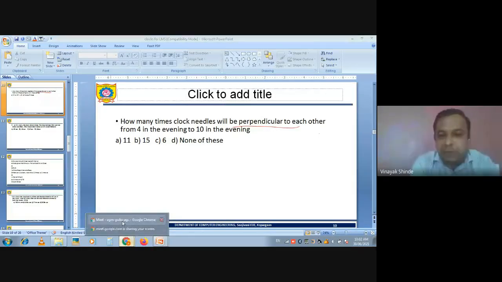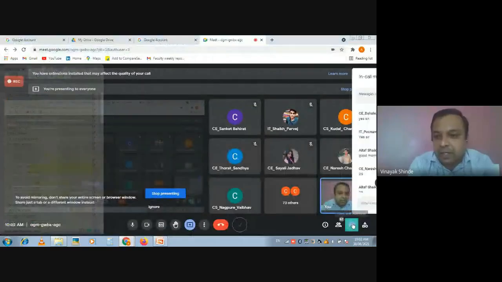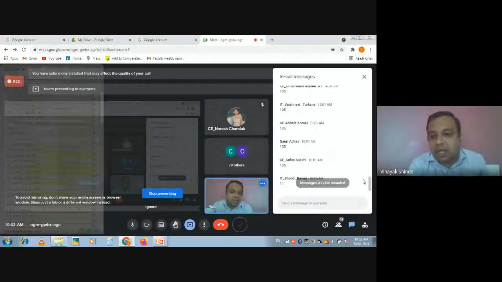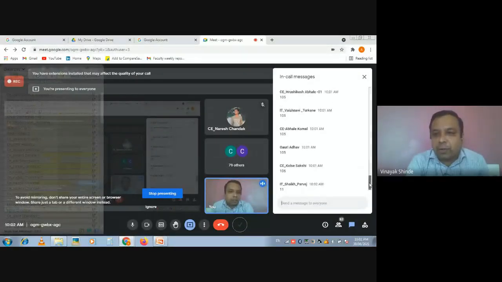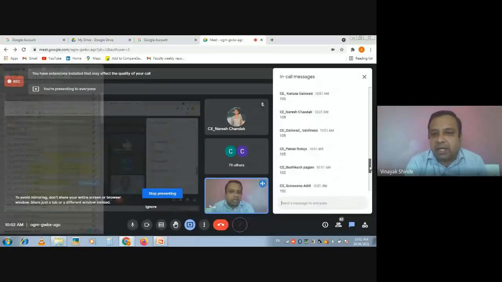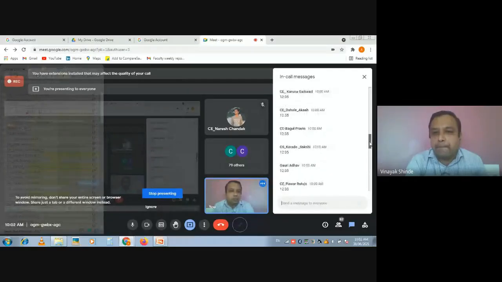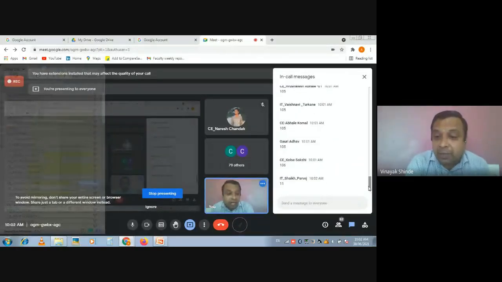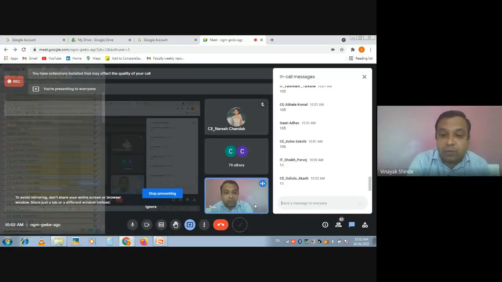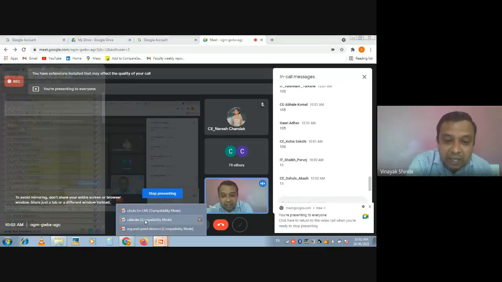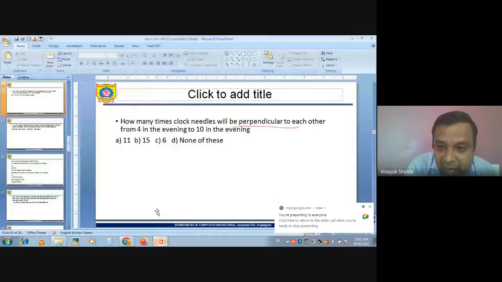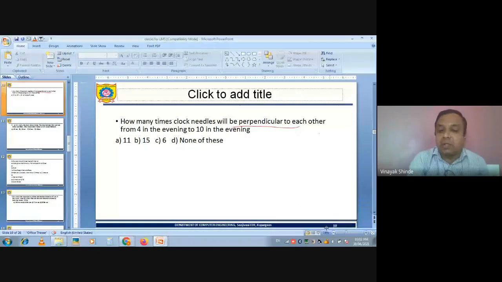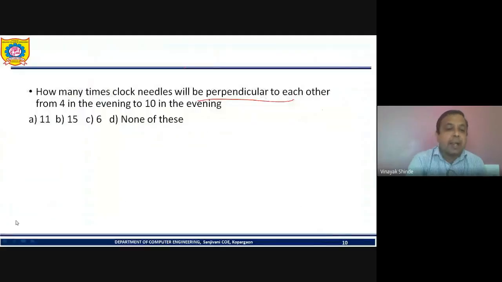It is very simple. Within 2 to 3 seconds you can get the correct answer: 11 times. Yes, Sheikh has got the correct answer. Very good, you are doing the mathematical analysis at your end also. Do solve these problems at your end, and this will help you for your placement. And these are previously asked questions. You can check out the previous question papers.